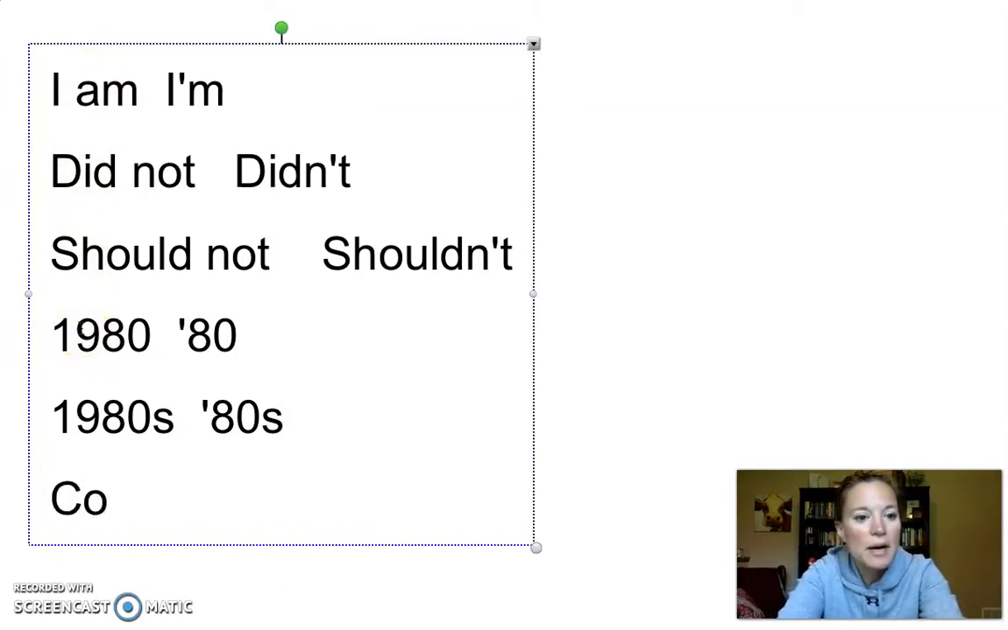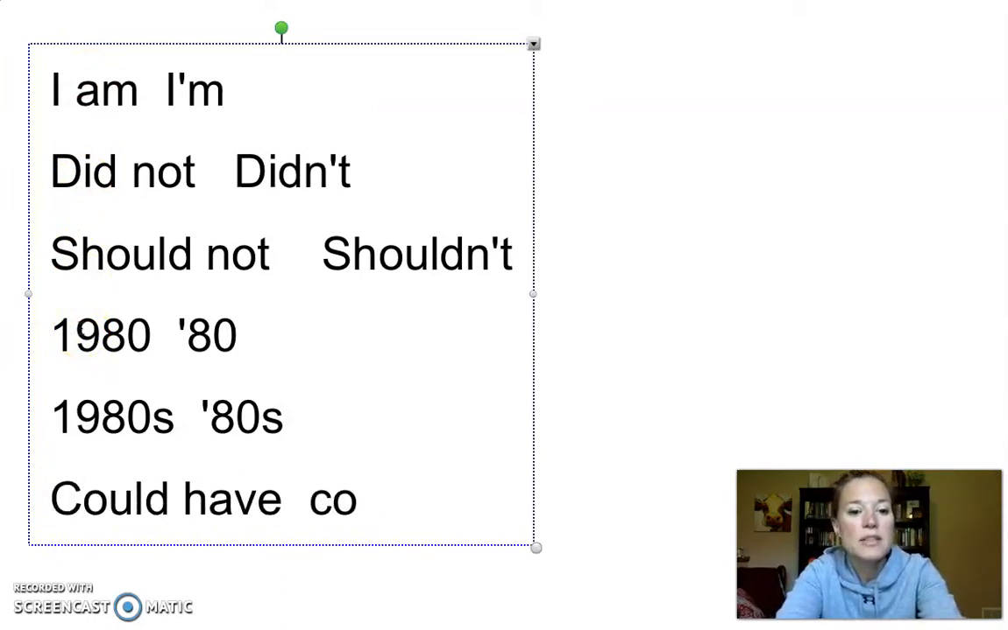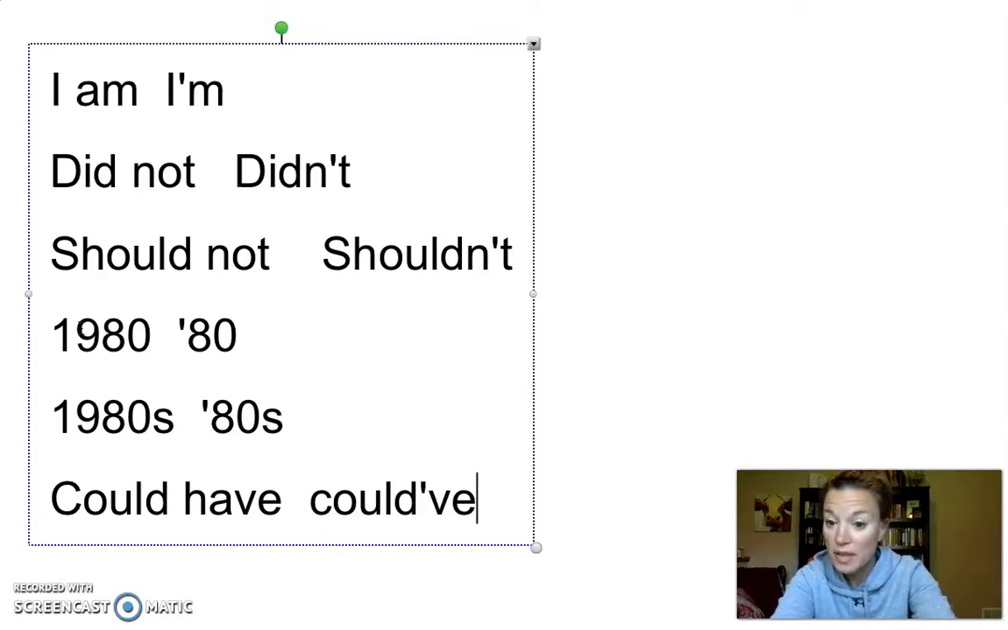How about could have? That's going to become could've. Some people do this wrong. Some people write could of. Nope, not a word, not could of. Could've. I've omitted the H and the A. It kind of sounds like I'm saying could of, but nope, this is what I'm saying, could have. So that's how I should write it.